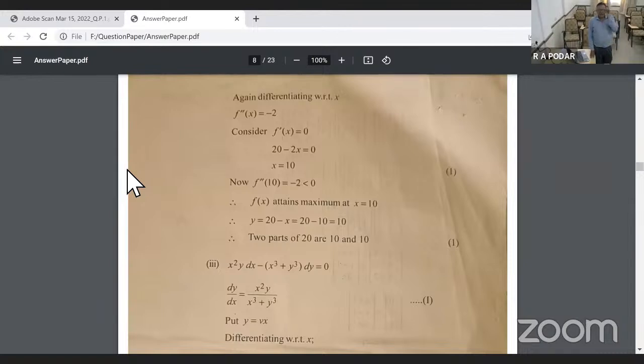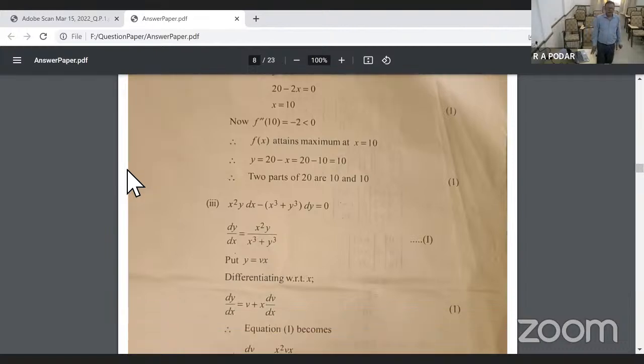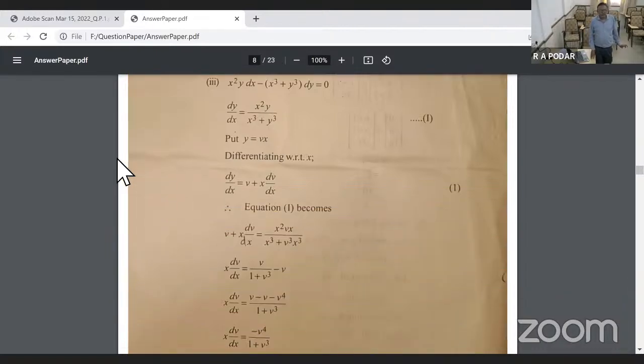So the marks distribution you can see here. For the second order derivative, if you compare with less than 0, then 1 mark is given. And for the final answer, 1 mark is given. You can see the distribution. So the second question we think about. This is the second question.